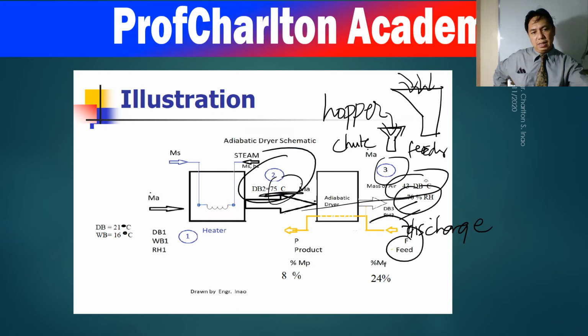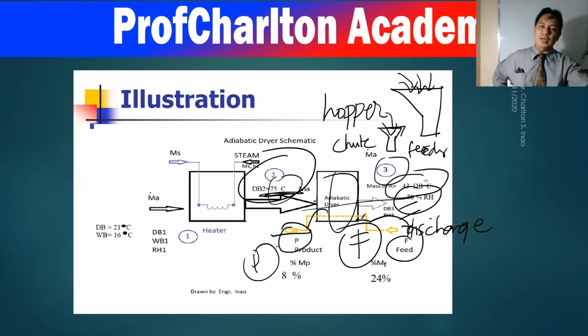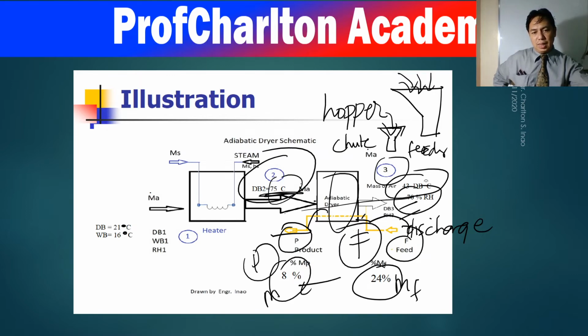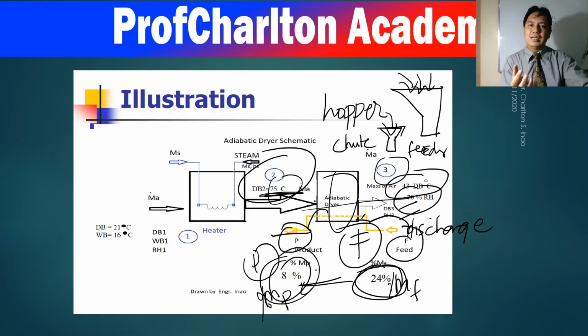So when you feed here, then there's a process of heat transfer here. Then it goes out as a product. So feed, product. And what can you say about the moisture content? Obviously, 24% moisture content at the feed will be less, so it becomes 8% moisture content of the product. Here is the percent moisture content of the feed. So from 24, it becomes 8, meaning the water was extracted. The water vapor was dried because it's a dryer.